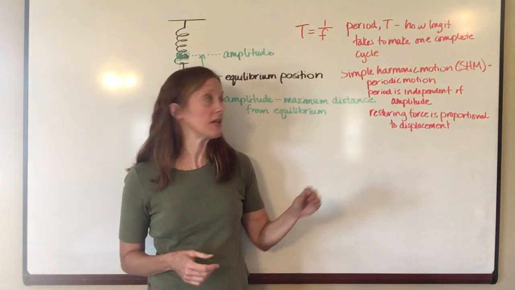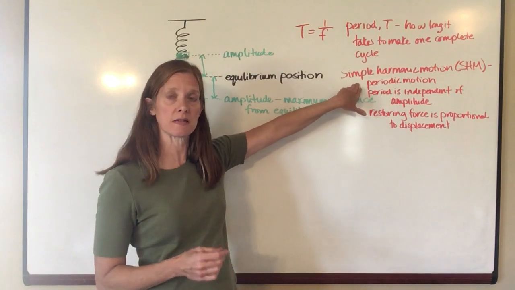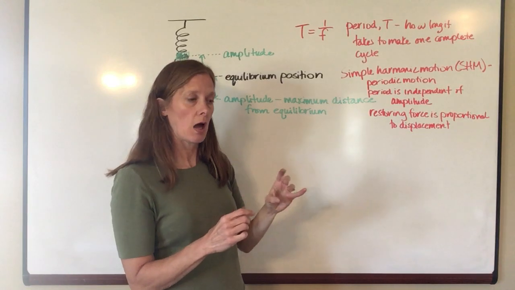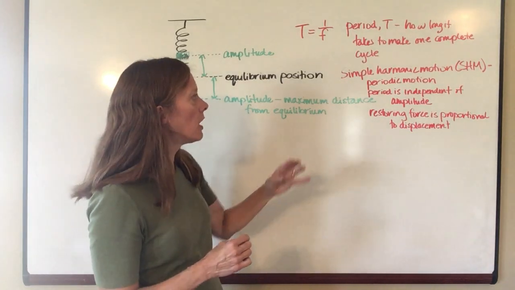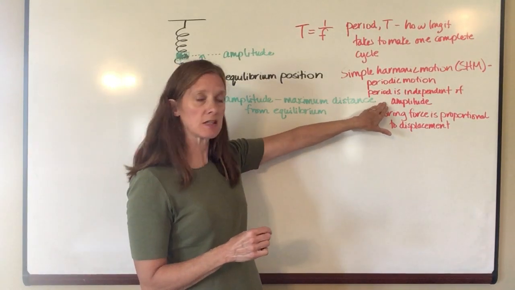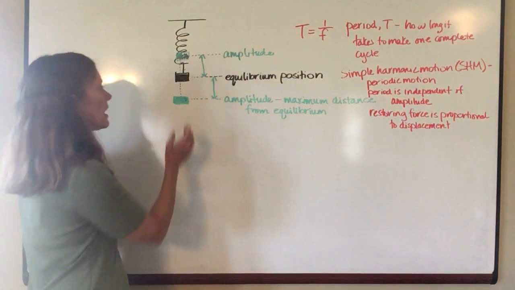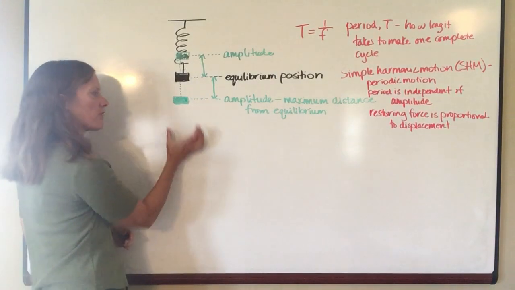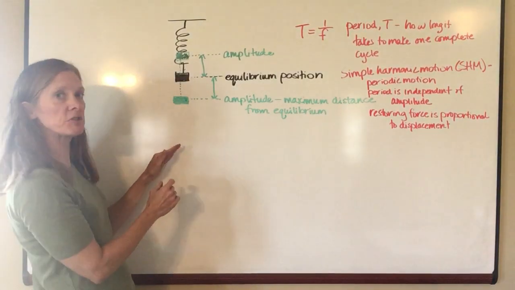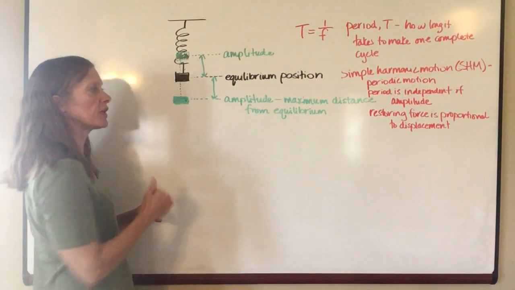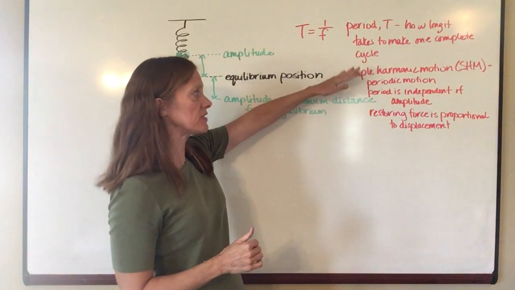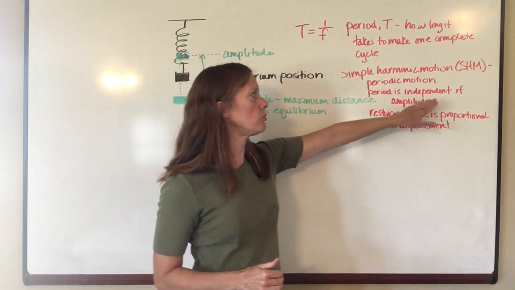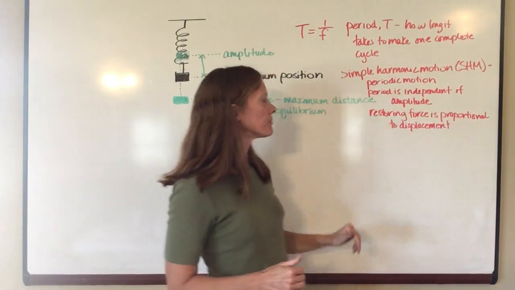Simple harmonic motion is periodic motion, but it has a couple of very specific criteria that go along with it. First of all, the period is independent of the amplitude. In other words, it doesn't matter if I pull it down this far, or this far, or this far. The time it's going to take to make a complete period is going to be the same no matter how far I pull it down. So the period and the amplitude are independent of one another.